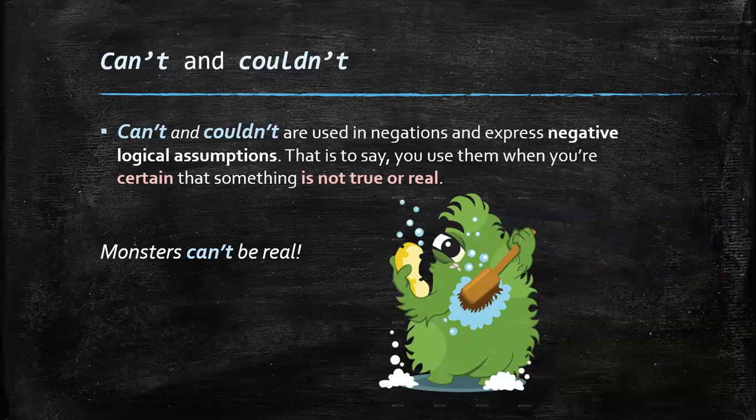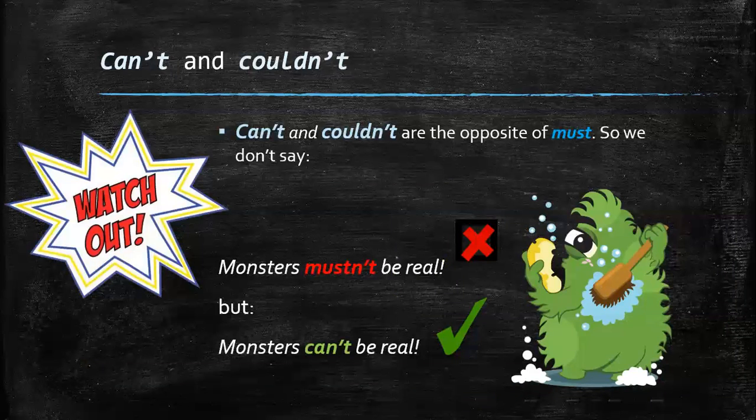Can't and couldn't are used in negations and express negative logical assumptions. That is to say, you use them when you are certain that something is not true or real. Monsters can't be real. Here's a deduction for the present. Can't and the verb in the simple form. Can't and couldn't are the opposite of must, so we don't say monsters mustn't be real. No, okay. But the correct is monsters can't be real. So remember, must is always for the affirmative, and can't or couldn't is for the negative.